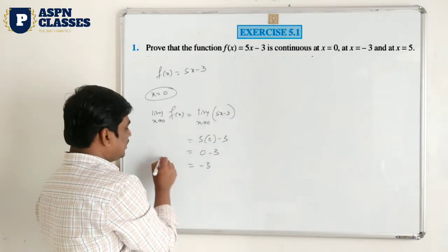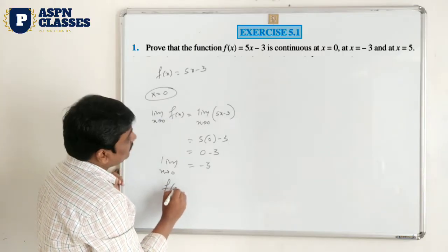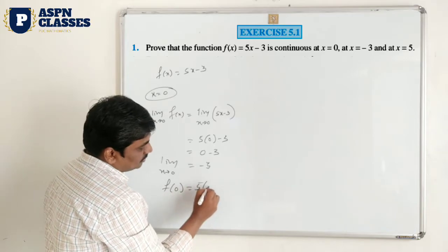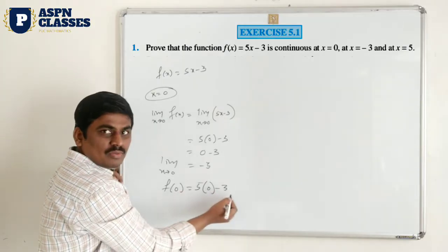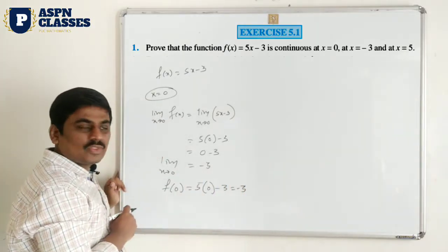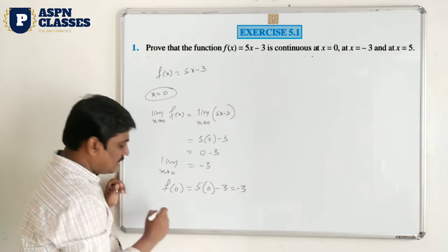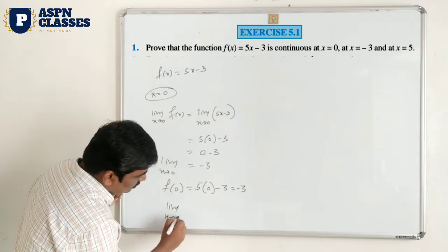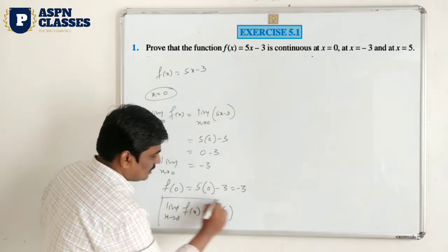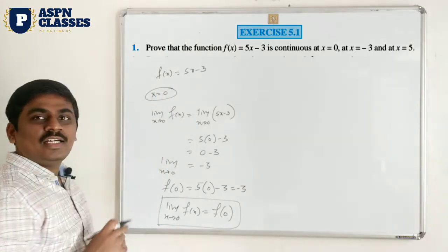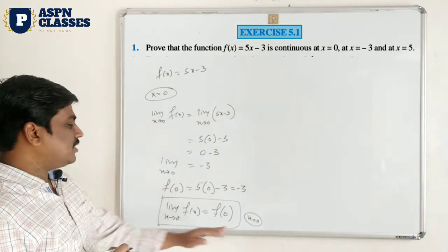So this result is the limit answer, the limit of x tends to 0. Similarly, you can also find the function answer. f of 0 equals 5 into 0 minus 3. Again 5 into 0 is 0, 0 minus 3, so this answer is also minus 3. The limit answer is minus 3 and the function answer is also minus 3, so both are the same. It means the limit of x tends to 0 of f of x equals f of 0. These two answers exist and are equal, therefore the given function is continuous at x equals 0.